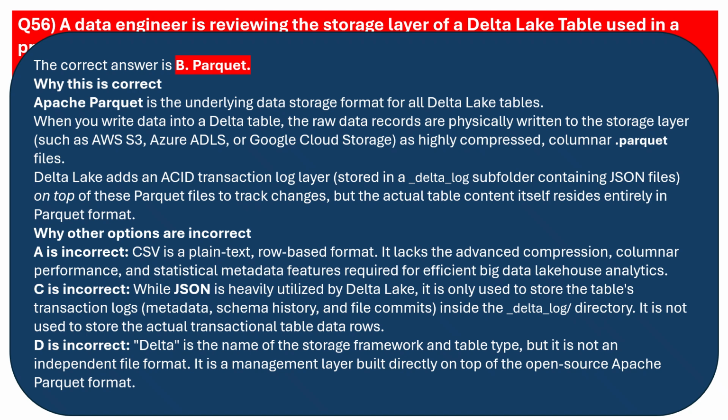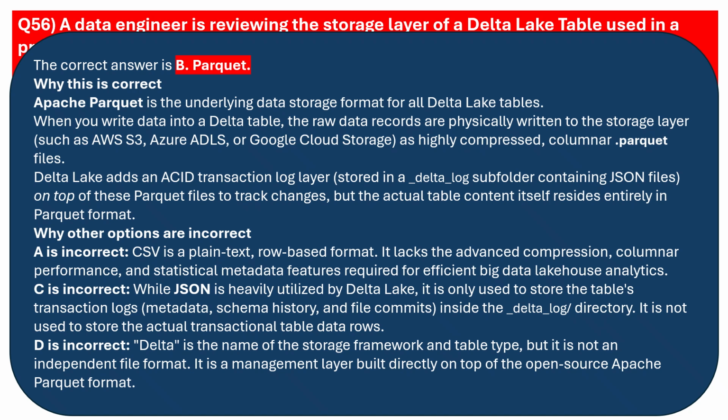Apache Parquet is the underlying data storage format for all Delta Lake tables. When you write data into a Delta table, the raw data records are physically written to the storage layer, such as AWS S3, Azure, or Google Cloud Storage, as highly compressed columnar .parquet files. Delta Lake adds an ACID transaction log layer, stored in a _delta_log subfolder containing JSON files, on top of these Parquet files to track changes, but the actual table content itself resides entirely in Parquet format.